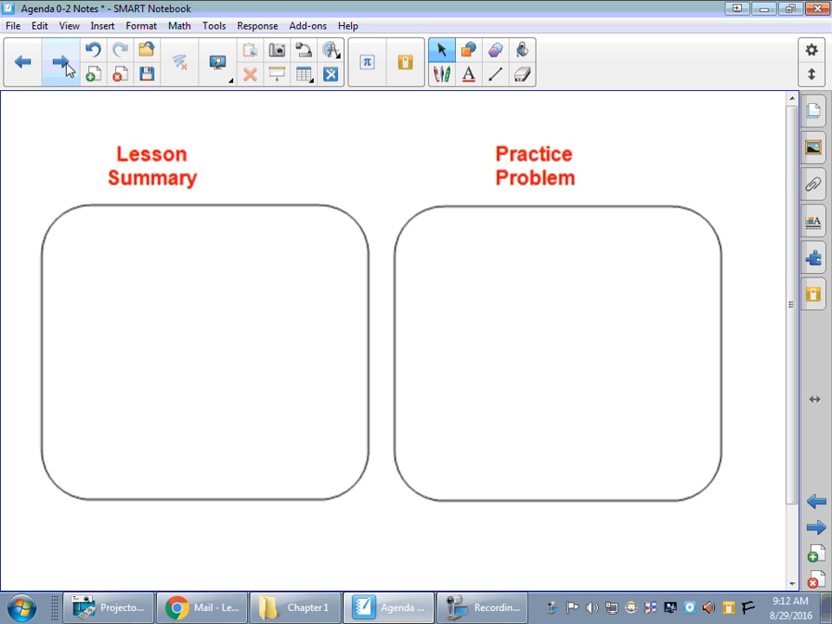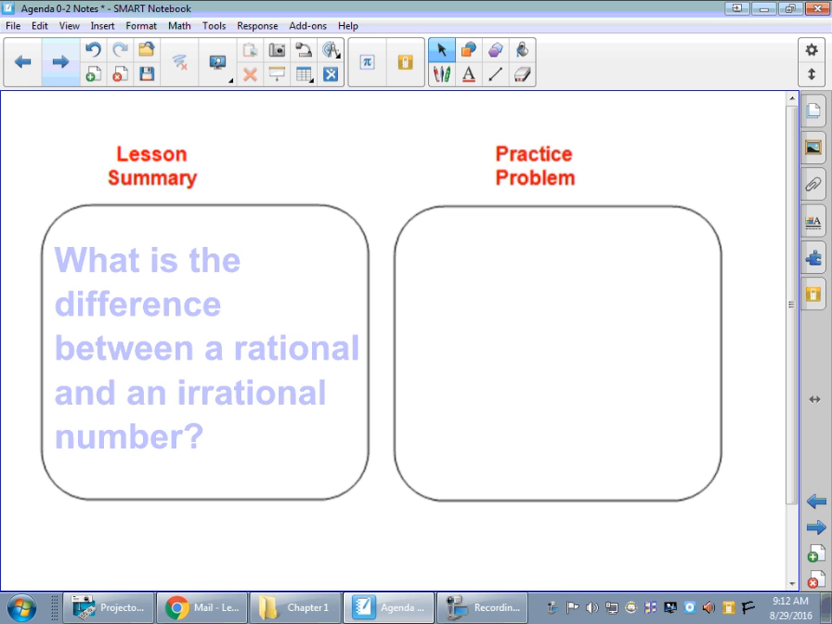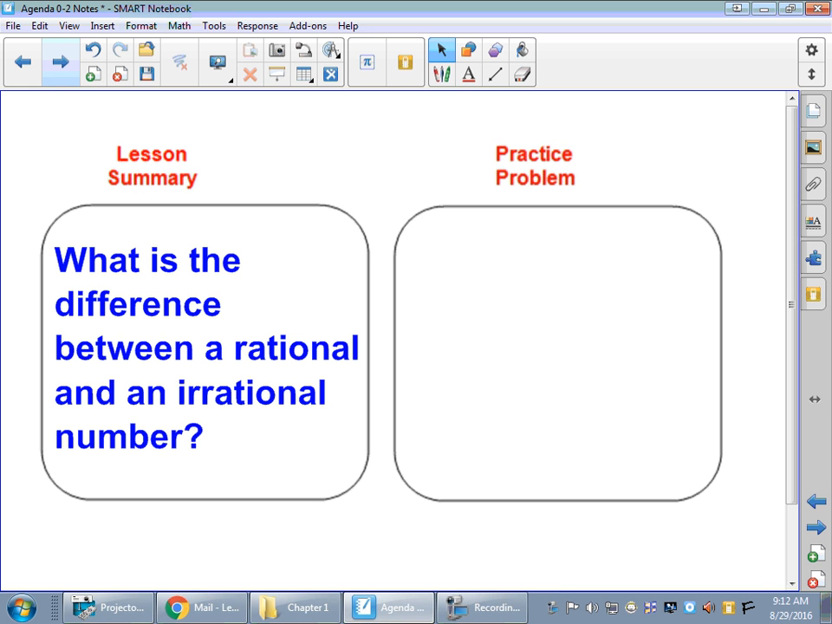So, lesson summary. Remember, I am looking for these to be completed. Please tell me in this box, don't write out the question, just write the answer. What's the difference between a rational and irrational number? I'm never going to give you some kind of crazy question. That's going back to that beginning and looking at what's the difference. You could define them both. You could say this has this and this has this. What's the difference between rational and irrational?